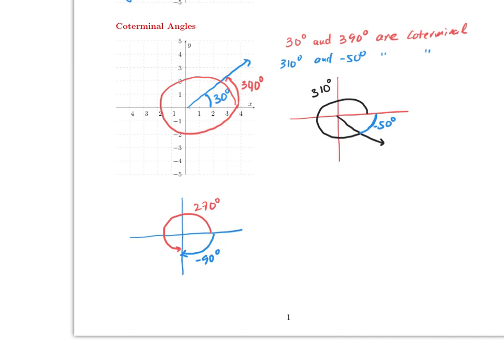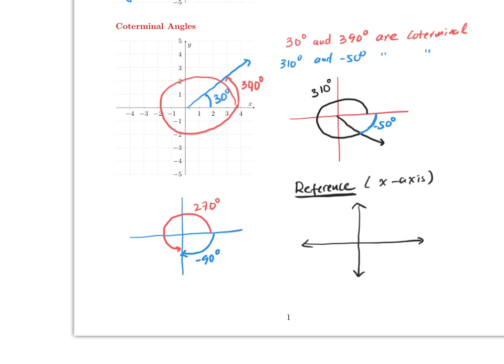Now, something that is going to be more useful later, that we're going to use many times, is called a reference angle, and we're going to talk about this later. So the reference angle is always measured with the x-axis, okay? And the reference angle is similar to coterminal, but it's not quite the same thing.